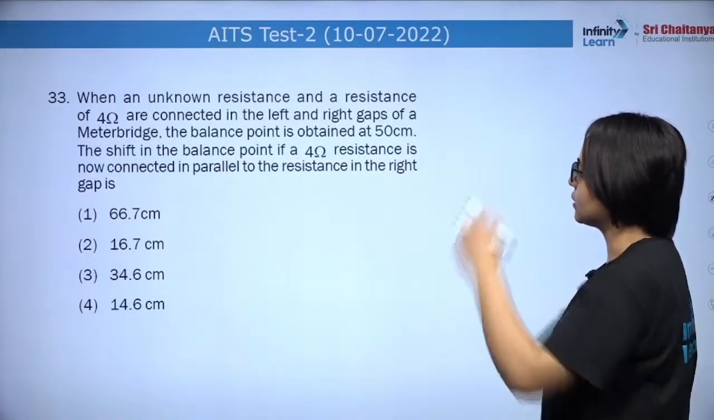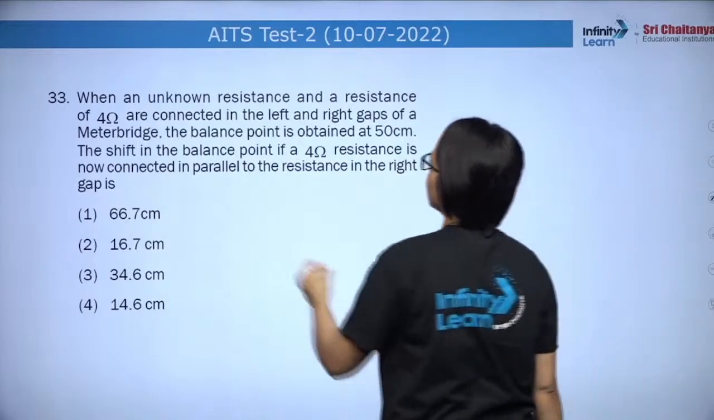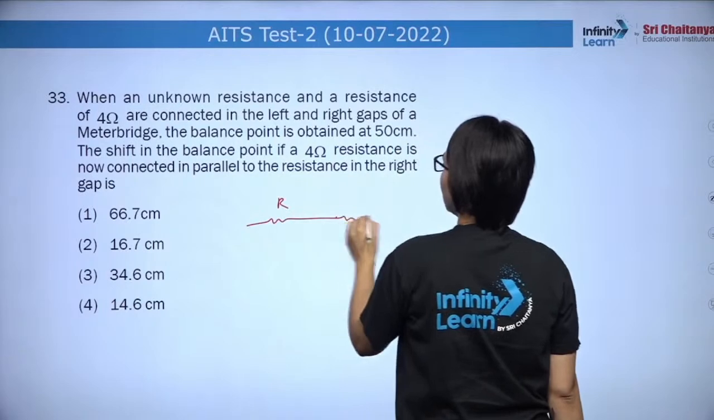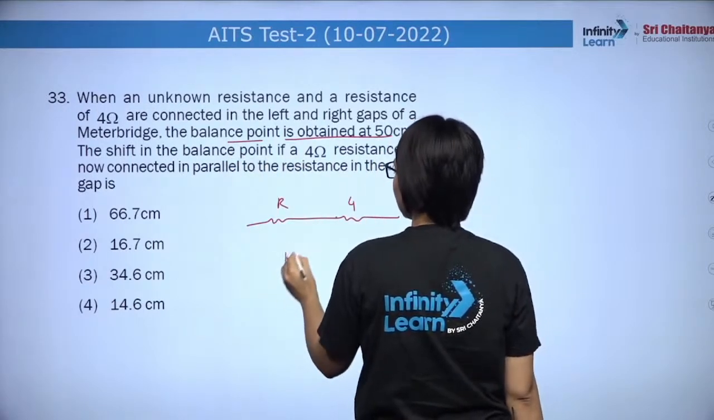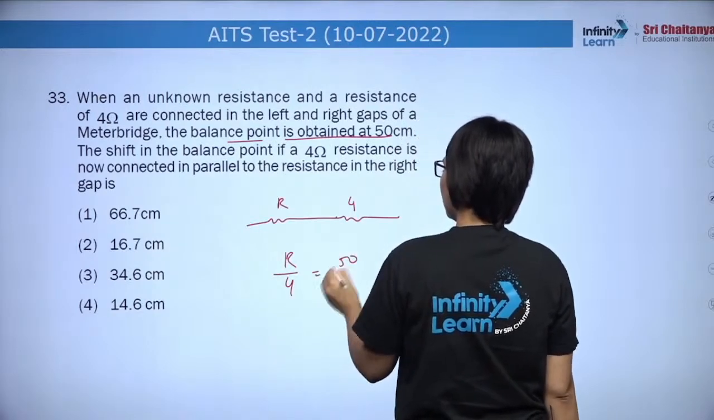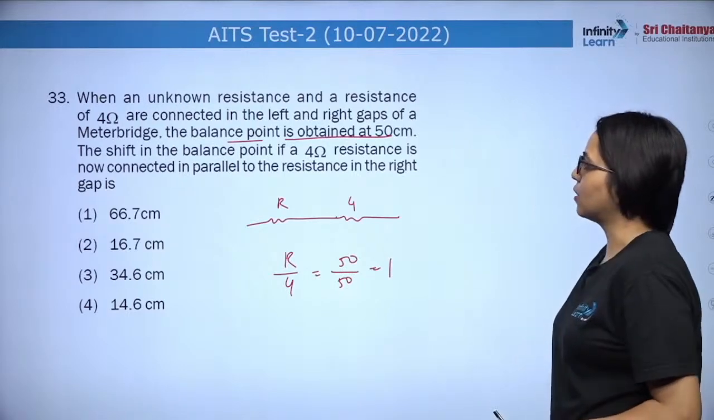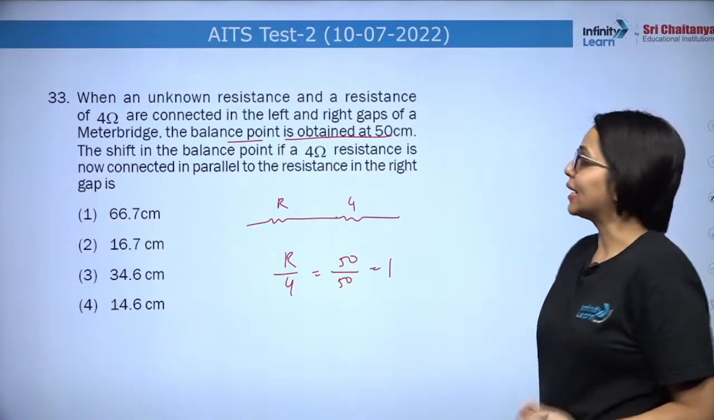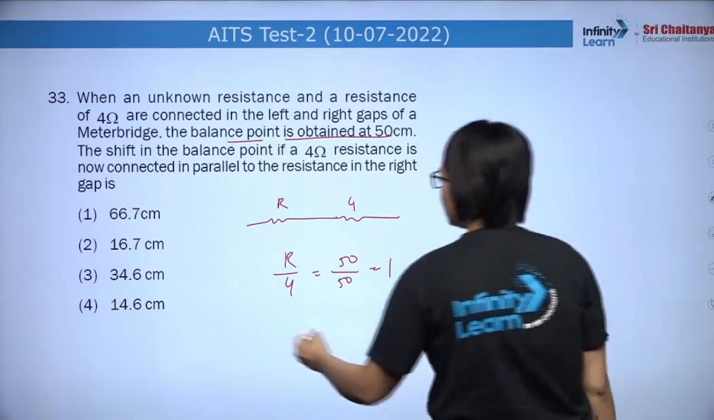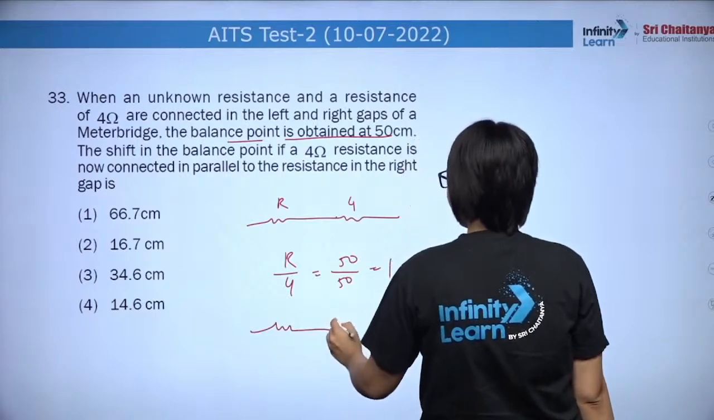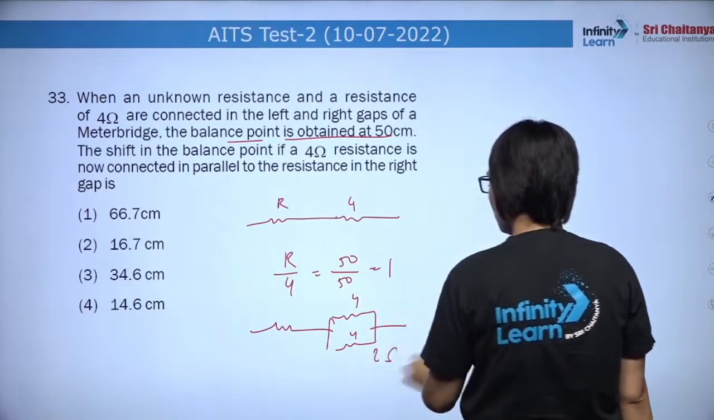When an unknown resistance and a resistance of 4 ohm are connected in the left and right gaps of the meter bridge, the balance point is at 50 centimeter. That means R upon 4 is equal to 50 upon 50, that is 1. The shift in the balance point if a 4 ohm resistance is now connected in parallel to the resistance in the right gap. So in our right gap we are connecting 4 ohm in parallel with 4. So their effective will be 2 ohm.